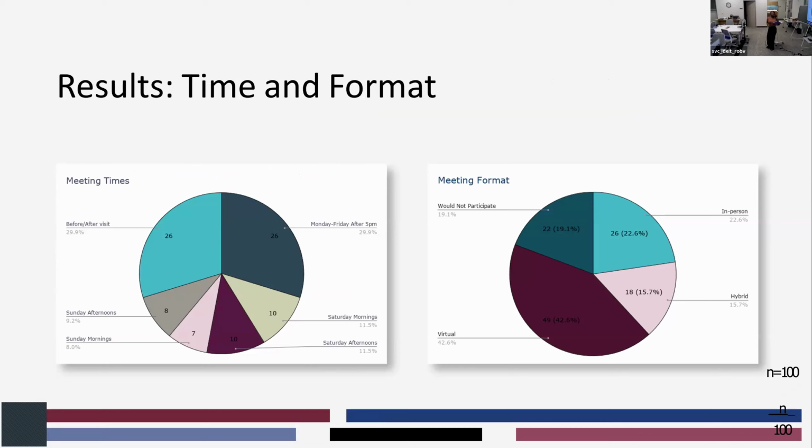And on the right, you can see that they would all prefer, or majority of the population would prefer, virtual meetings, as 42% stated that they would like a virtual meeting, and this is about half of the population that stated that they would participate in our educational series or cancer support group.